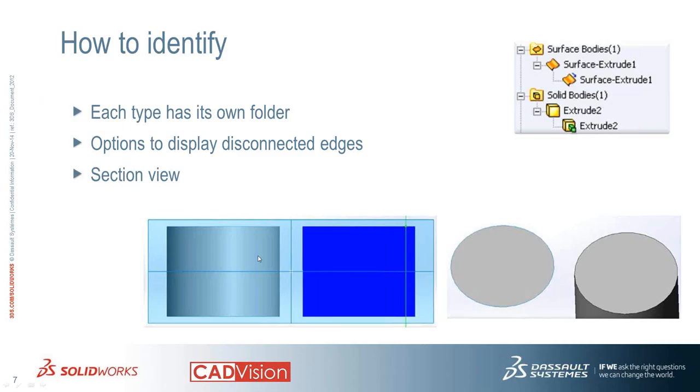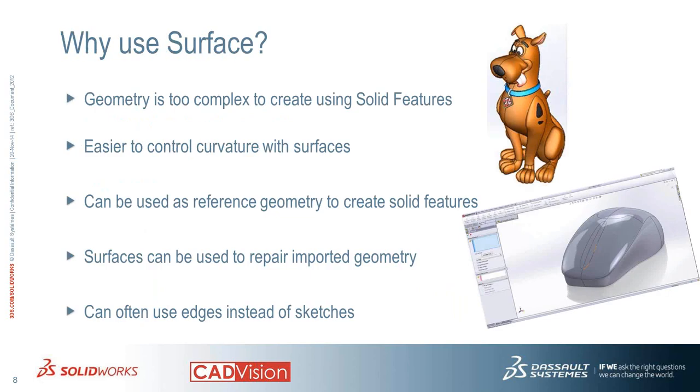Continue on. So next we ask the question why we want to use surface. The first reason we use surface is that some of the geometry is too complex to create using solid features. For example, this Scooby-Doo model here, this dog. If we use solid body, it is impossible to create this.